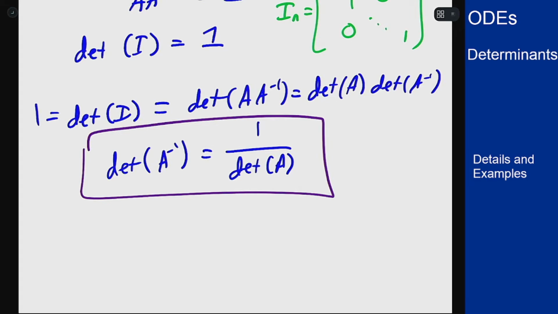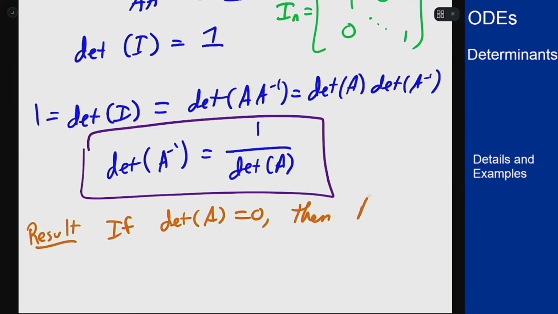because for any matrix, it has a determinant. It is a number, it's a finite number, and it's well-defined. So if determinant of A is 0, the determinant of A inverse can't be 1 over 0, because that's not defined, and so A inverse must not exist. The result from this, that we'll use a lot, is if determinant of A equals 0, then A is not invertible. This is also an if and only if, meaning that if A is not invertible, its determinant must be 0.